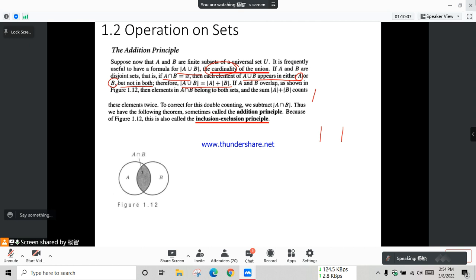Okay, let me give you an example. A equals {a, b, c}, and B equals {e, f}. So the cardinality of the union of A and B equals the cardinality of A plus the cardinality of B, because the intersection of A and B is empty. So what's the result of this expression? What's the result? Who can tell me? The cardinality of the union of A and B.